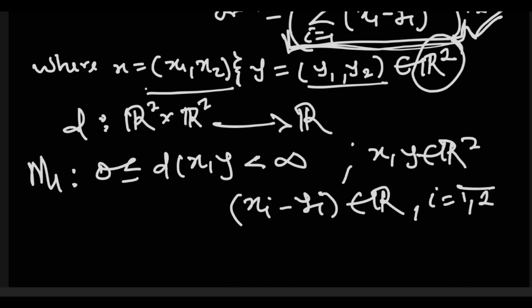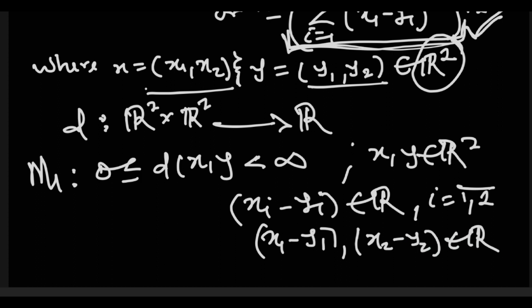So that shows x1 minus y1 and x2 minus y2 are in real, right? So each of these, when you subtract, x1 minus y1 is in real. Remember, each x1, x2, y1, y2 is in real, but x is in R2. So that's what we should know. So that shows the subtraction is actually in real.